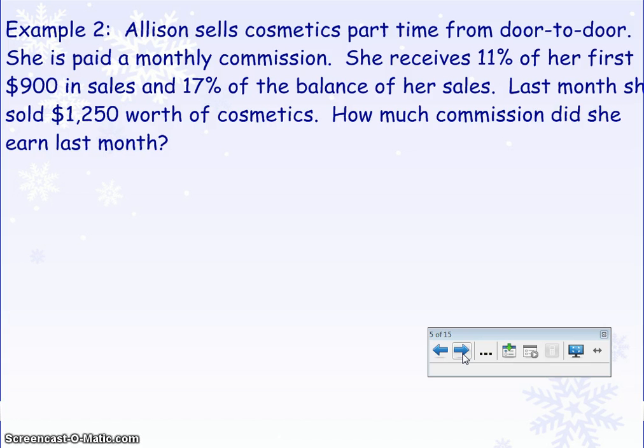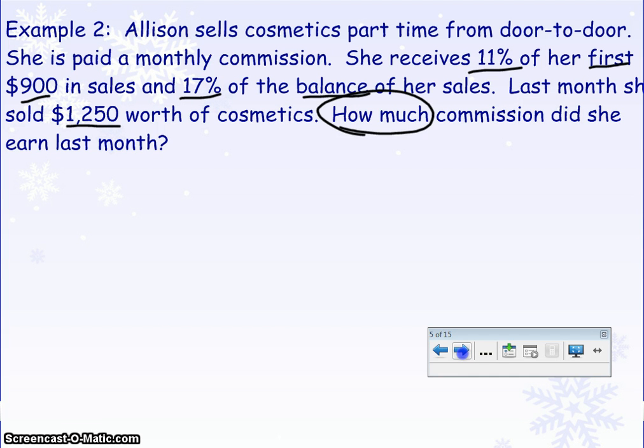Example 2. Allison sells cosmetics part-time door-to-door. She's paid a monthly commission. She receives 11% of her first $900 in sales. And then she gets 17% for the balance of her sales, so whatever is over that $900. Last month she sold $1,250 worth of cosmetics. How much commission did she earn?